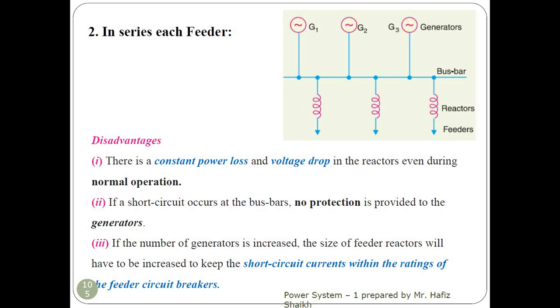In series with the feeder, you can see the reactors connected in series with the feeder. Disadvantages are there is a constant power loss and voltage drop in the reactors even during normal operation. If a short circuit occurs at the bus bar, no protection is provided to the generators. If the number of generators is increased, the size of feeder reactors will have to be increased to keep the short circuit currents within the ratings of the feeder circuit breakers. The remaining part we will see in the next lecture.